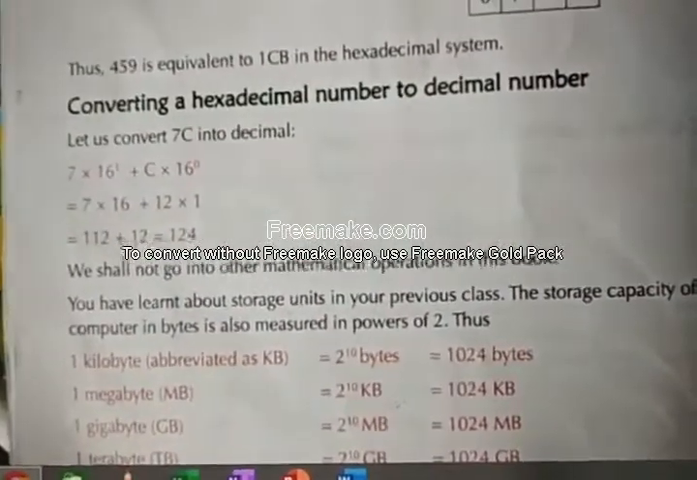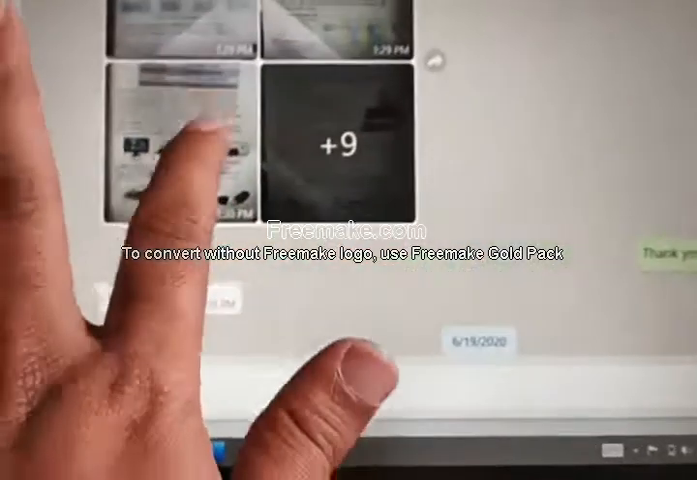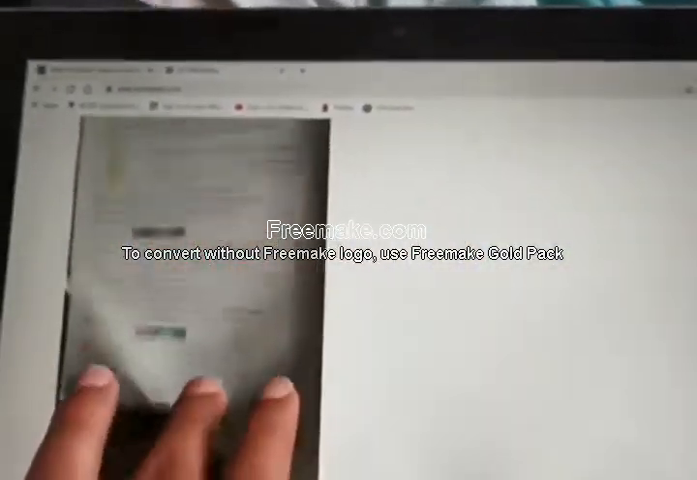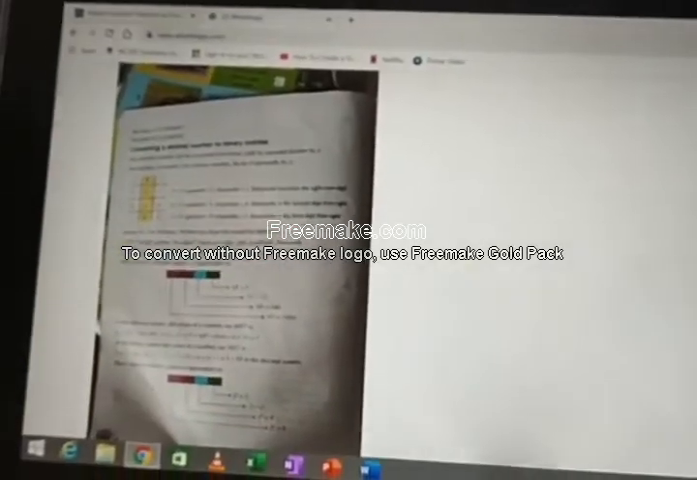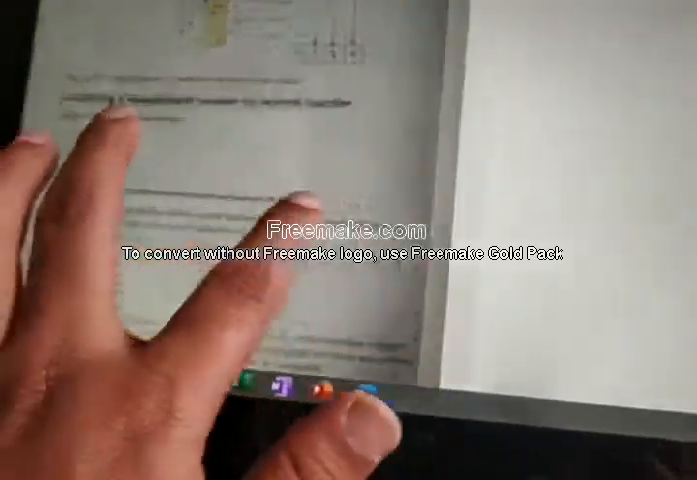That's it, the topic of conversion of all these processes. What are the processes we converted today? Binary to decimal, decimal to binary, decimal to hexadecimal, hexadecimal to decimal. All these things we saw.